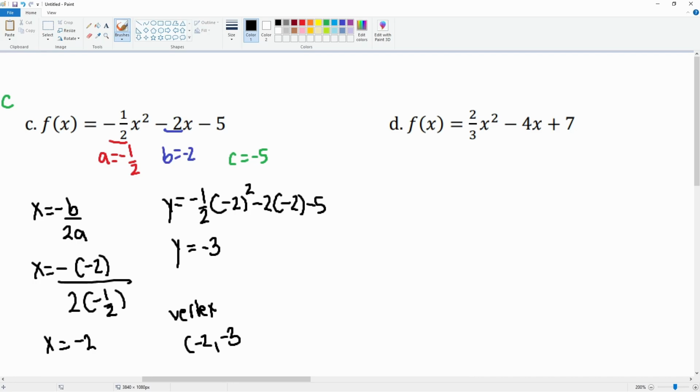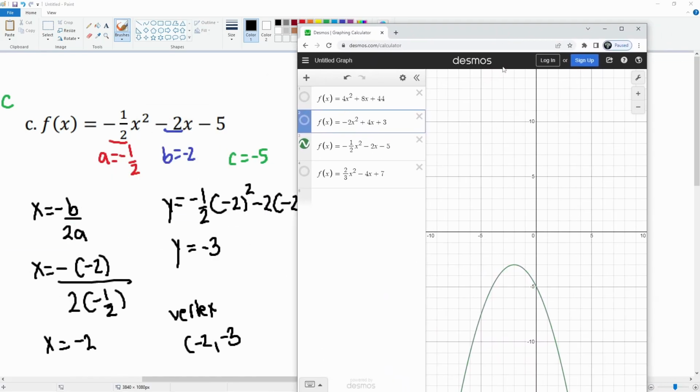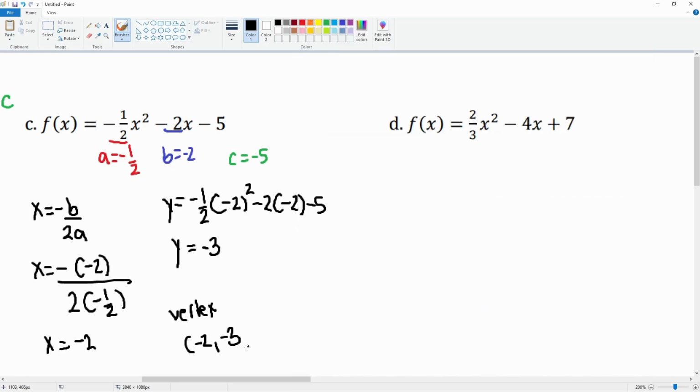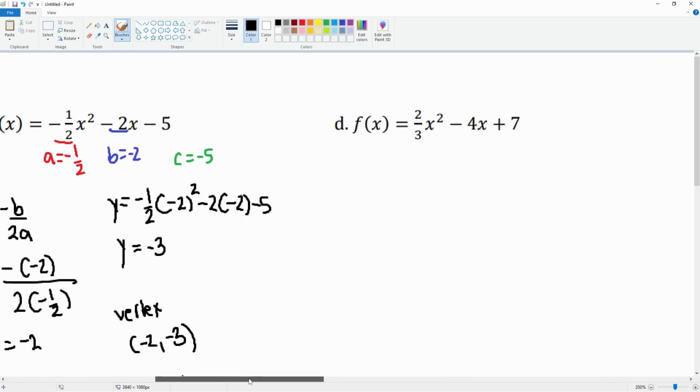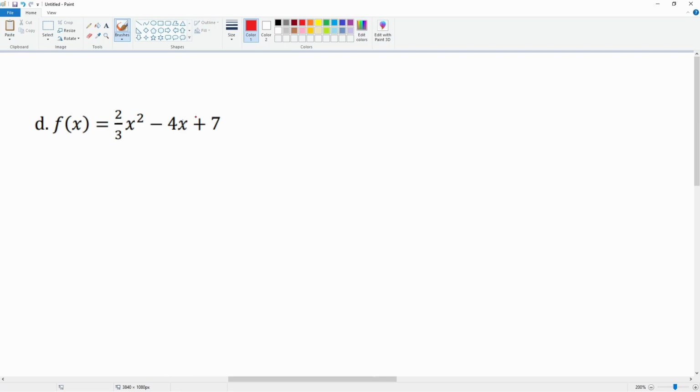All right, let's see if I am correct. Okay, perfect. It is at negative 2 comma negative 3 for the third one. So that is good. Okay, next one. Let's find the coefficients. So a is equal to 2/3. The b is equal to negative 4. And then the c is equal to 7.